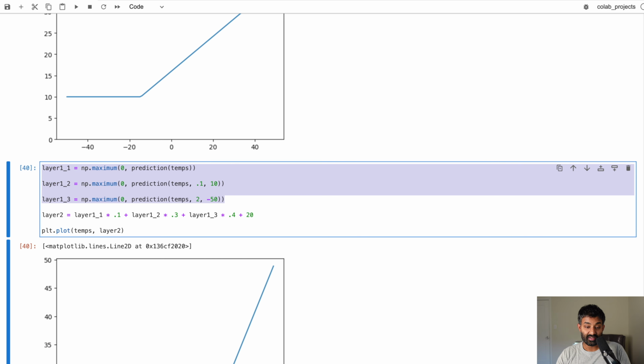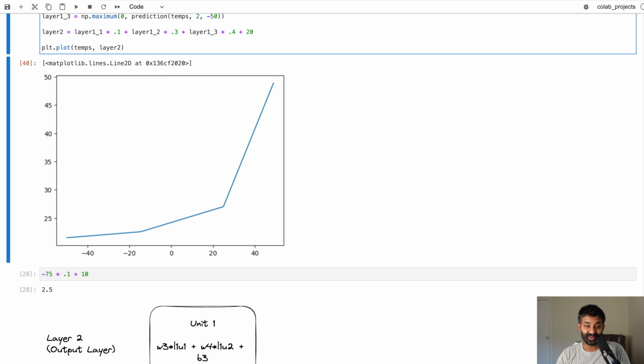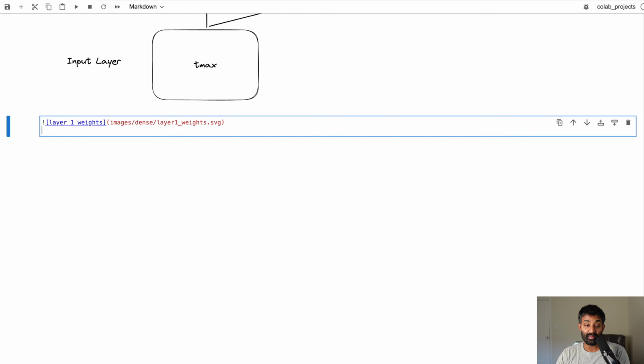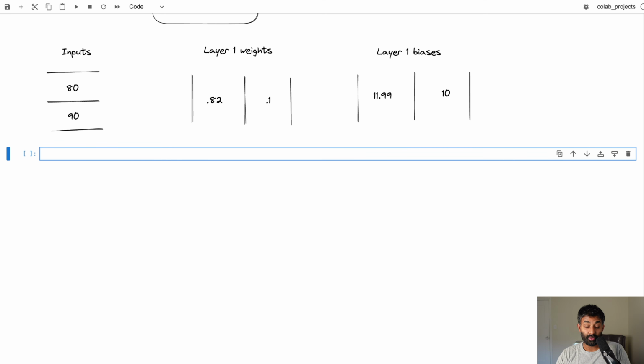It's going to get annoying to write out W1, W2, W3. So how we actually do this is we put all of our weights and biases into matrices. For example, in this case, we have two input temperatures, 80 and 90. And this would be a 2 by 1 matrix, 2 rows and 1 column. Then we would multiply it by a 1 by 2 matrix. These are our layer 1 weights. So it would be 1 row and 2 columns, and add in our layer 1 biases. So let's see what that looks like.